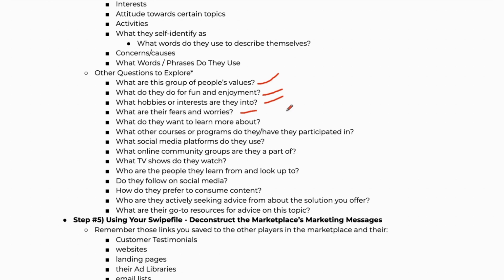We're going to touch more on this when we talk about pain and paradise. But right now, you're just compiling this. What are some of the other programs that they're purchasing? What are they interested in learning about? Where are they congregating? What TV shows are they watching? Who are they following? Do they follow somebody especially on social media?